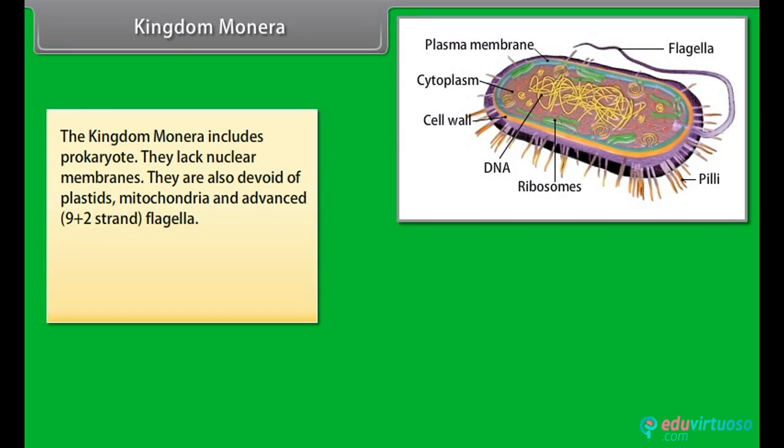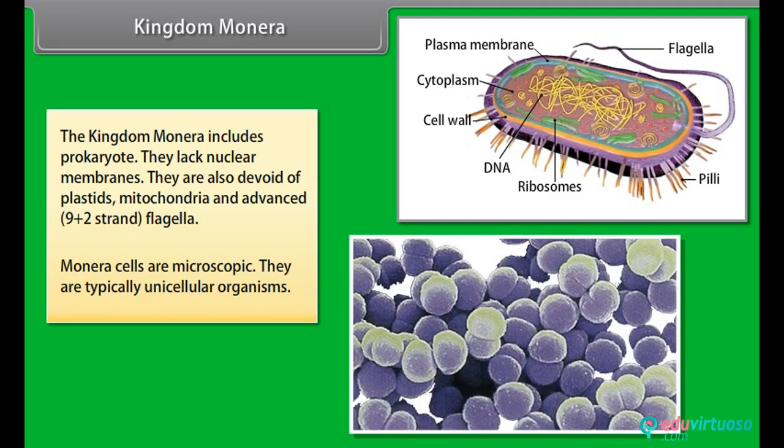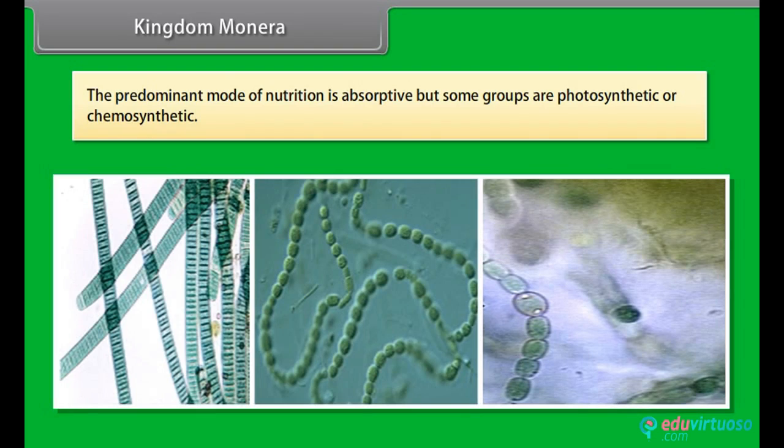Kingdom Monera. The kingdom Monera includes prokaryotes. They lack nuclear membranes. They are also devoid of plastids, mitochondria, and advanced 9+2 strand flagella. Monera cells are microscopic. They are typically unicellular organisms. The predominant mode of nutrition is absorptive, but some groups are photosynthetic or chemosynthetic.